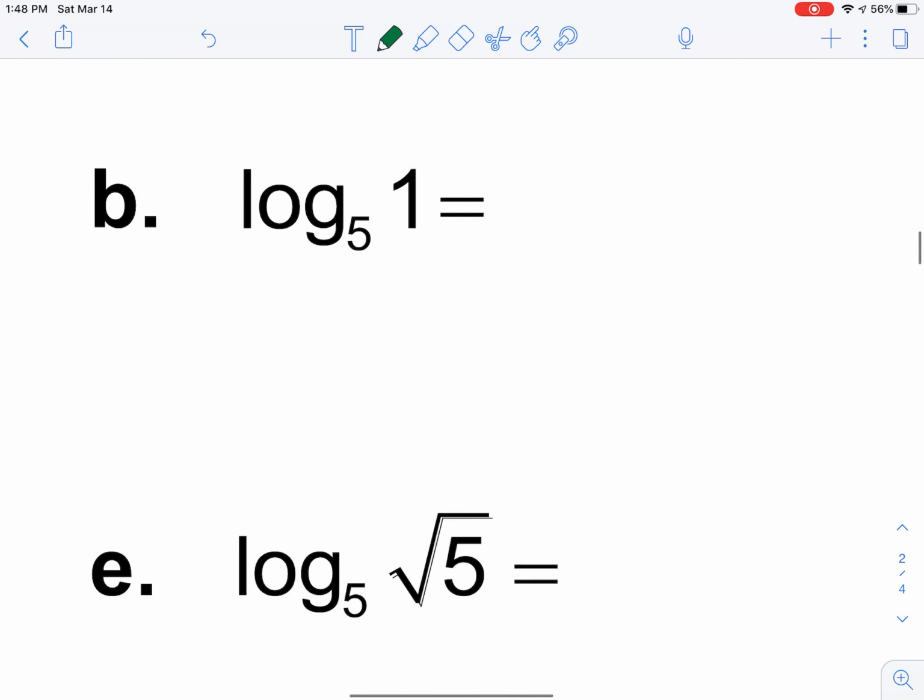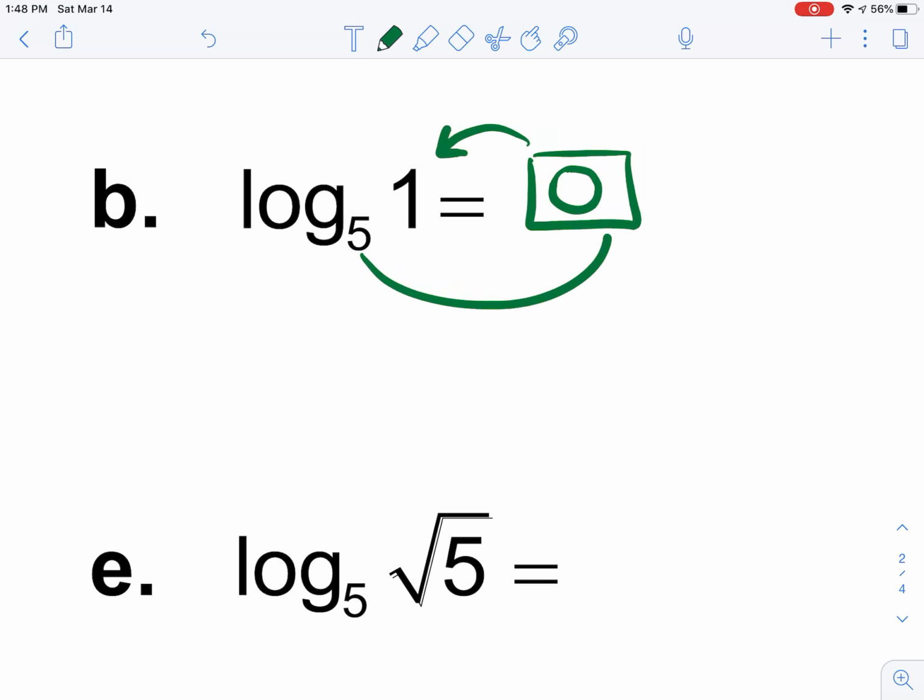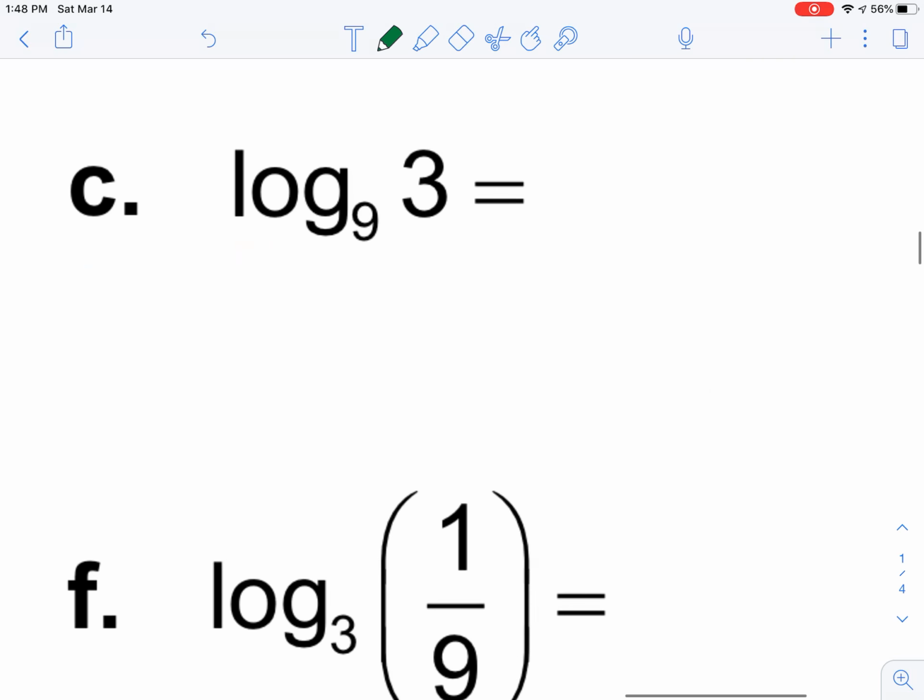Same thing with part B. 5 to what power equals 1? Well, we know anything to the 0 power equals 1.